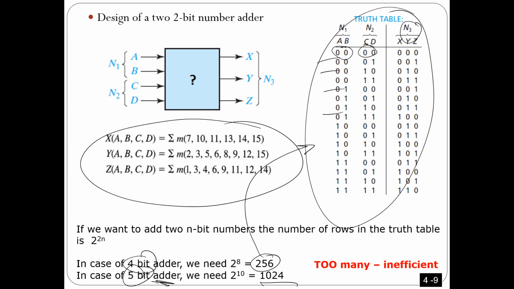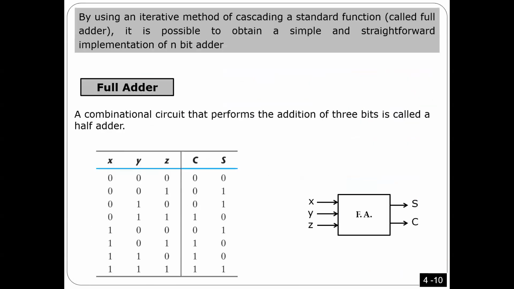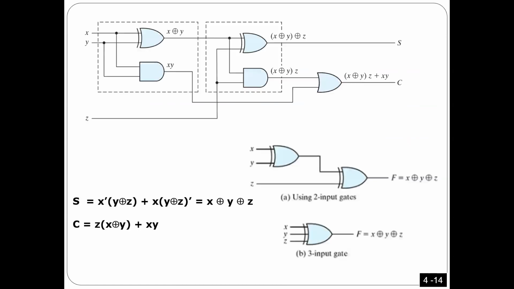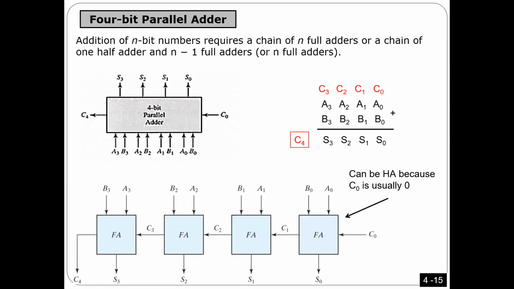What if you want to add 16 bits to 16 bits? It's going to be too crazy, too big. We don't do it this way. We're going to do it in a more efficient way. The more efficient way is, as I explained last time, look at the idea here.